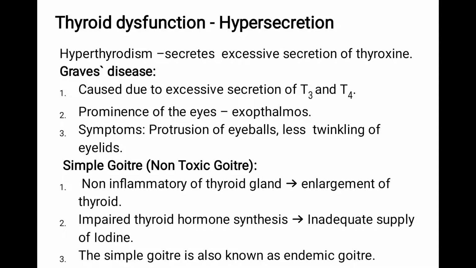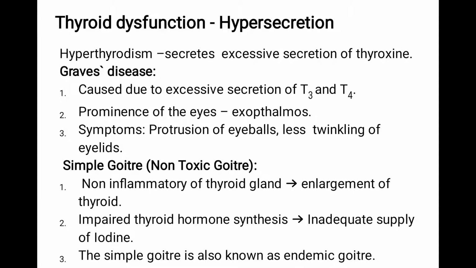Hyperthyroidism is when the thyroid gland secretes an excessive amount of thyroxine hormone, which also causes thyroid disorders. There are two disorders caused by hypersecretion. One is Graves' disease. It is caused by excessive secretion of T3 and T4 hormones. The symptoms are prominence of the eyes, that is, exophthalmos. There will be bulging of the eyes. The condition is called exophthalmos. The common symptoms of Graves' disease are protrusion of the eyeballs and less blinking of the eyelids.